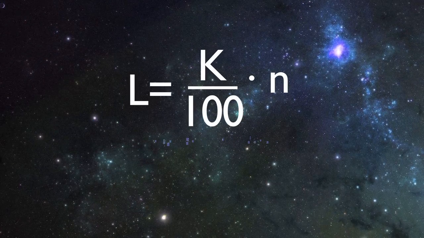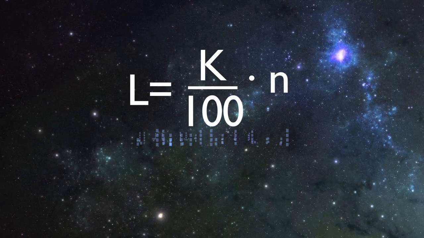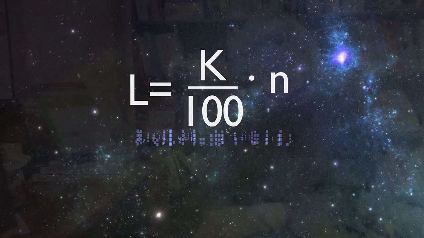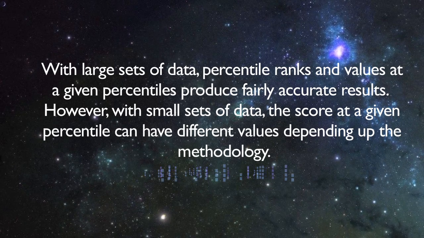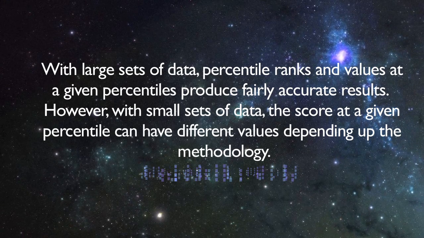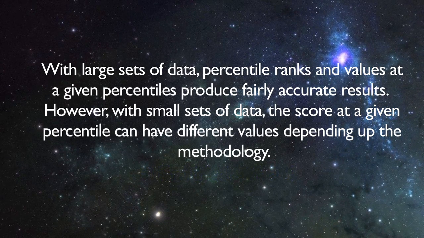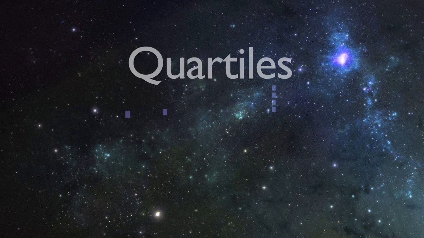The formula is the locator value, or position value, equals k over 100 times n. You will notice that some books use slightly different formulas to calculate the percentile. While most students find this very disturbing, actually with large sets of data, percentile ranks and values at given percentiles produce fairly accurate results. However, with small sets of data, the score at a given percentile can have different values depending upon the methodology.